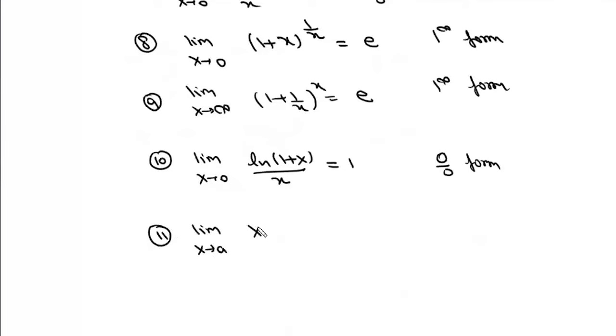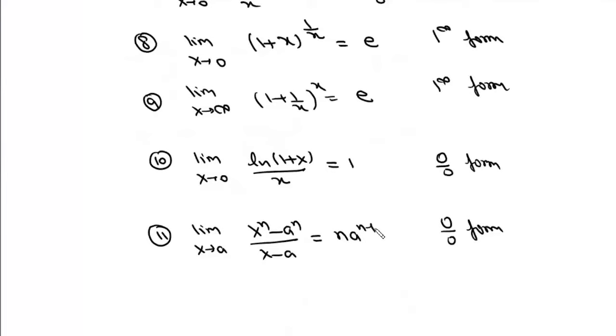And the 11th one that we have is this limit: x tends to a, x to the power n minus a to the power n upon x minus a. Now if we put x as a, it is again 0 upon 0 form, and this is equal to n a to the power n minus 1.